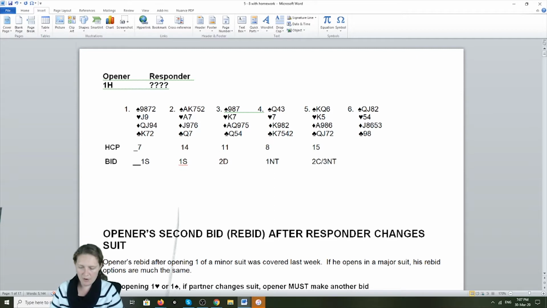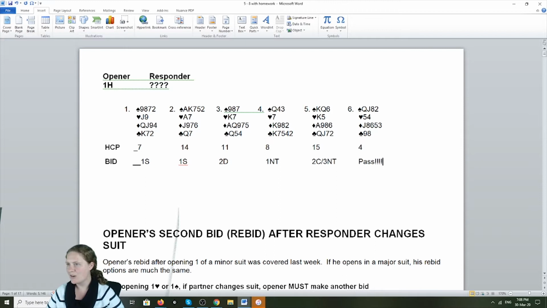So here we've only got 4 high card points, and this should send alarm bells off for us, because if we're the responder, we need to have 6 or more points to make a call. So I hope you didn't fall into the trap here, but we should have just passed that 1 heart bid, because we don't have 6 or more points to be able to make a call. So they're the answers to those ones.